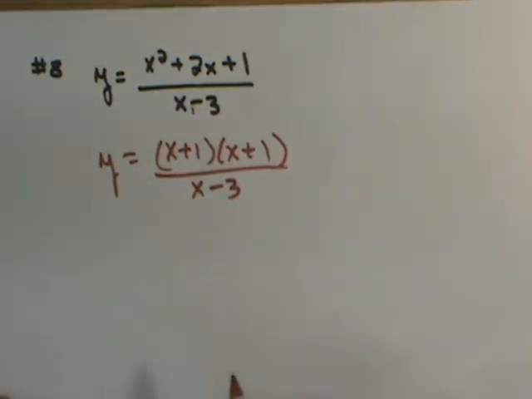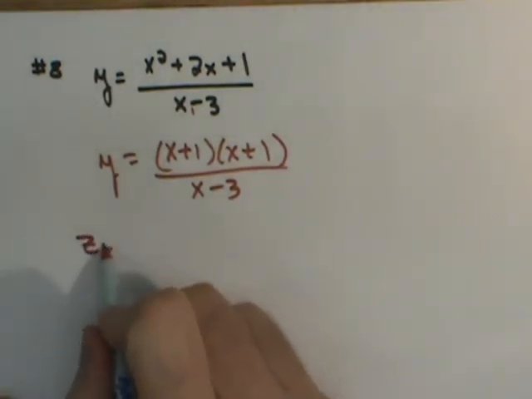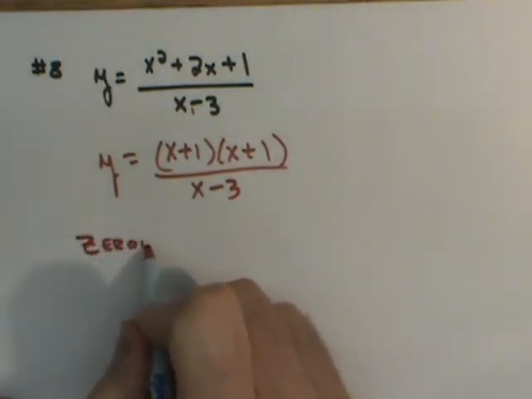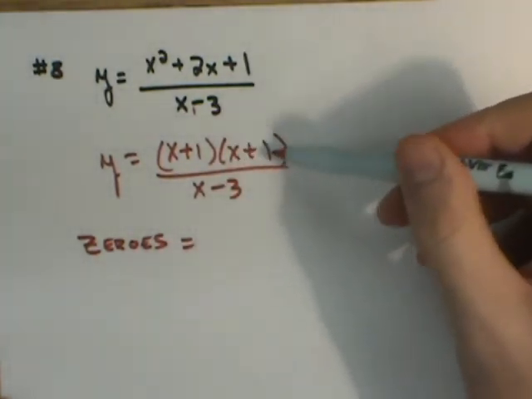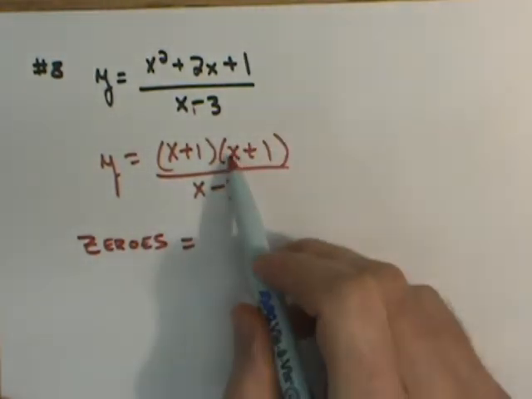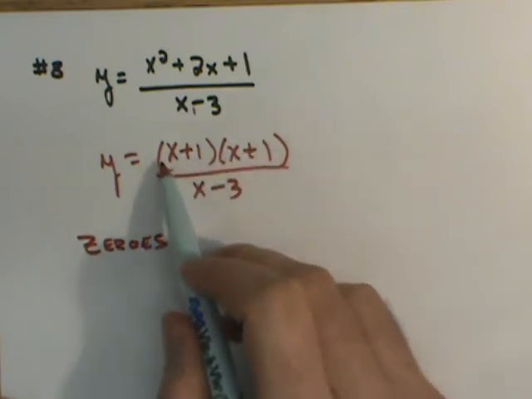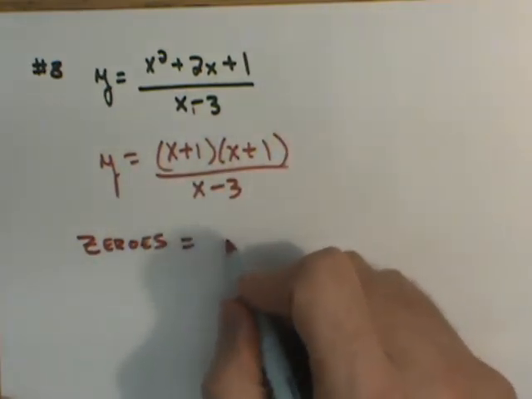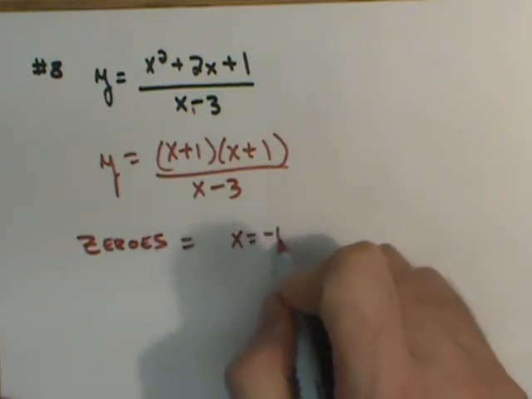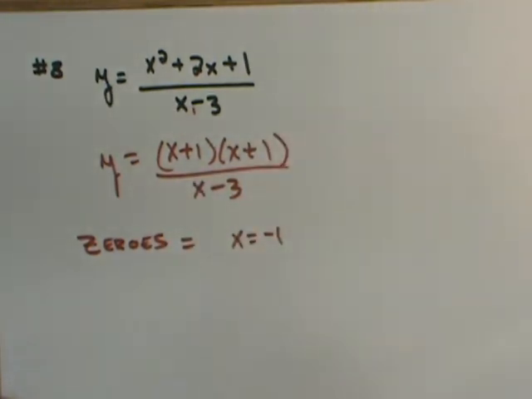And so to answer the questions, the zeros can be found by figuring out what would make a 0 in the numerator. If I plug -1 in, I would get a 0. So we would say at x equal -1, you get your zeros.